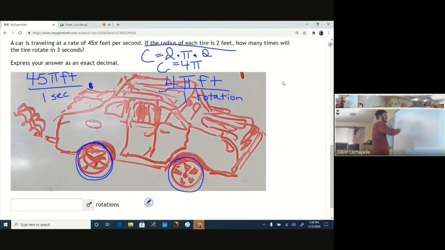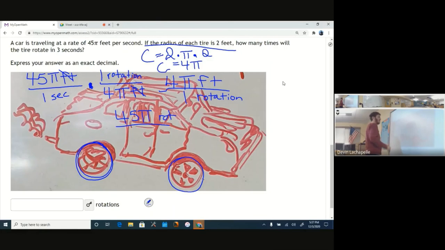So instead of divided by 4 pi feet over one rotation, we say one rotation over 4 pi feet. Look at that. I've got feet over feet. It's going to cancel out. And let's go ahead and multiply across. So I've got 45 pi rotations over 1 second times 4 pi. That's just 4 pi seconds. So 45 pi rotations per 4 pi seconds.